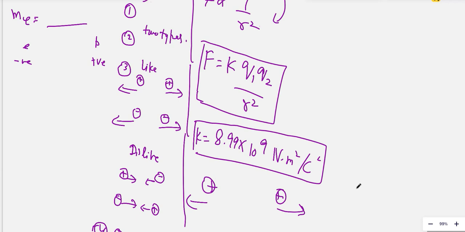Okay, so I will close this topic at that point. In the next lecture we will start solving the numericals which will be given relevant to this topic, or if there are other formulas we will discuss them, and then we will start solving the numericals or the home task.